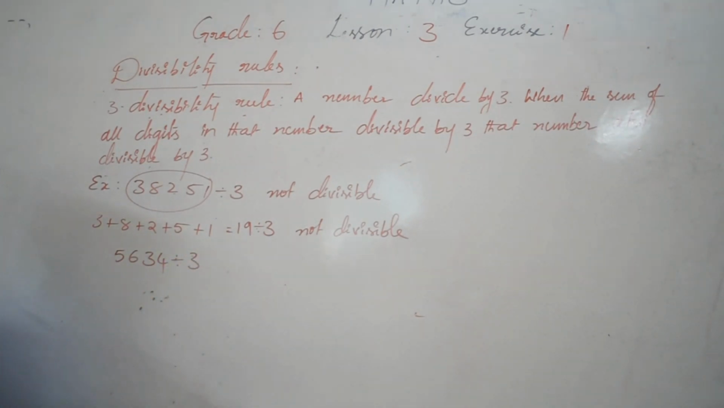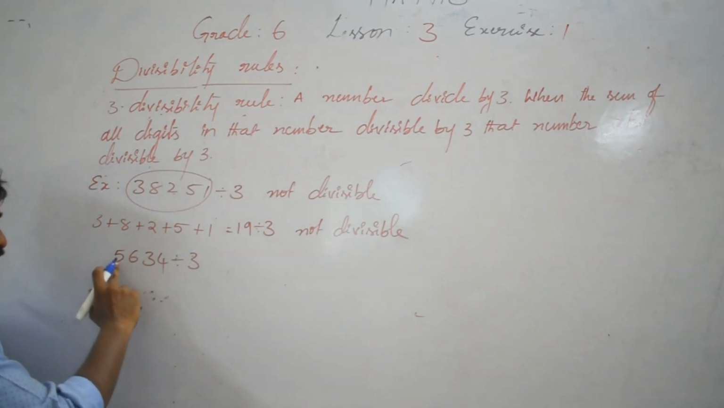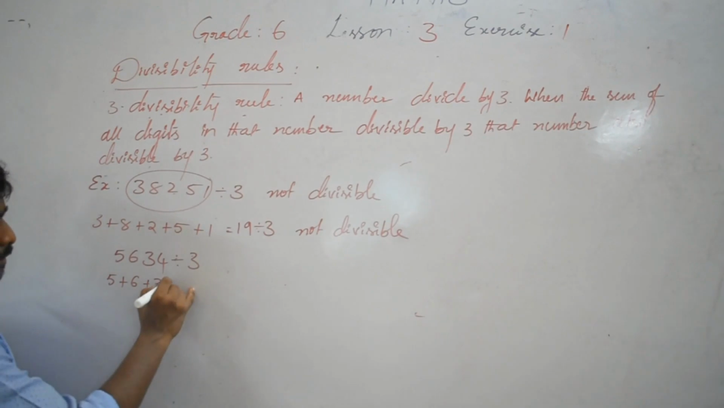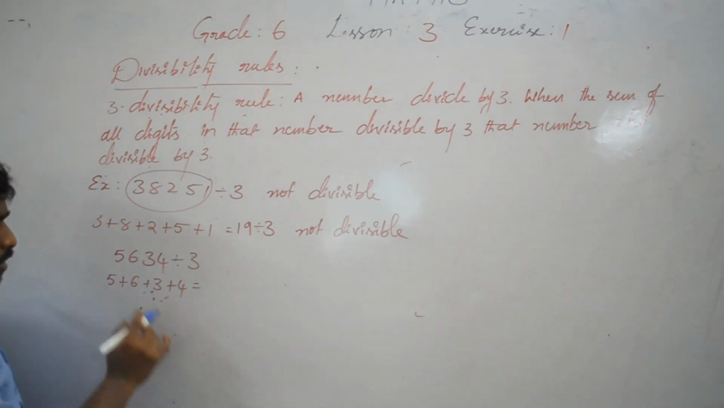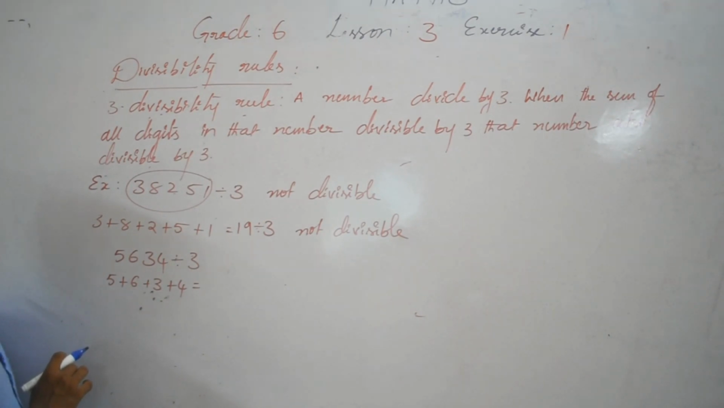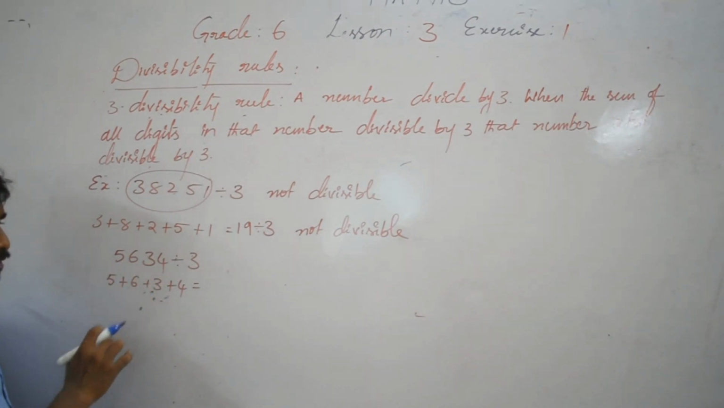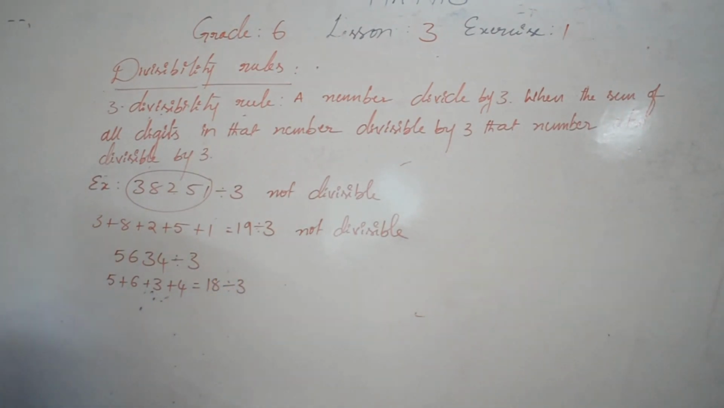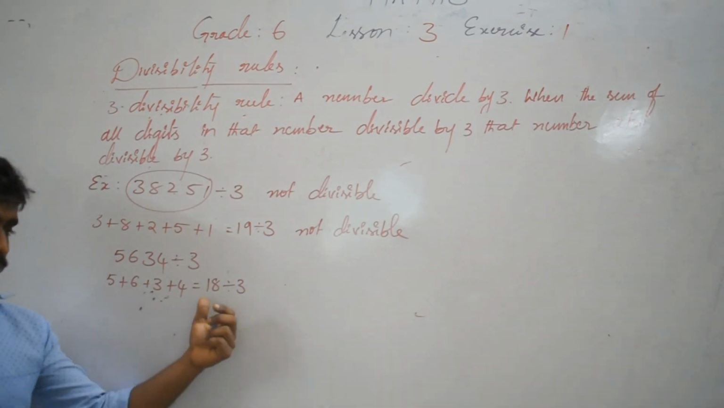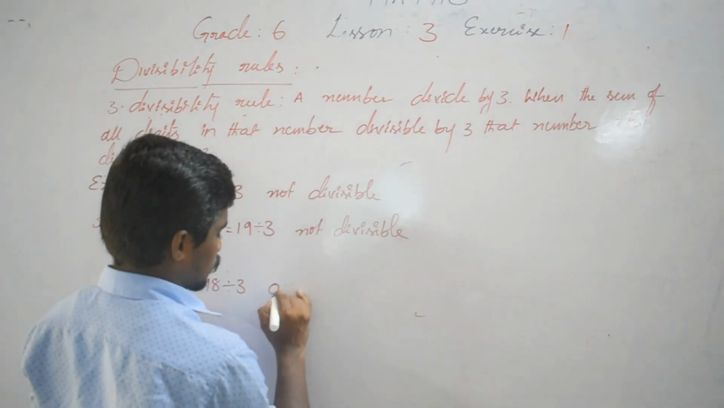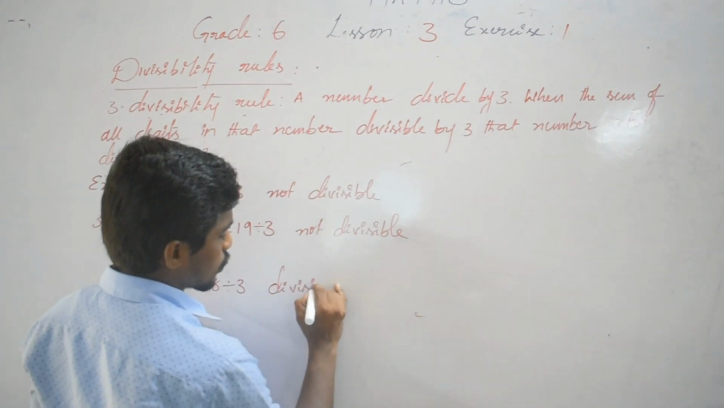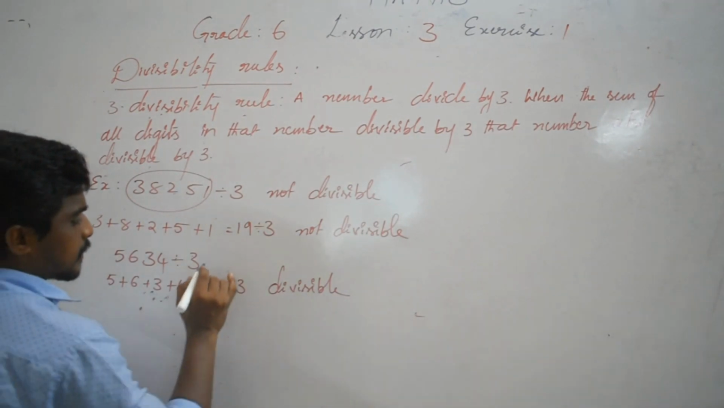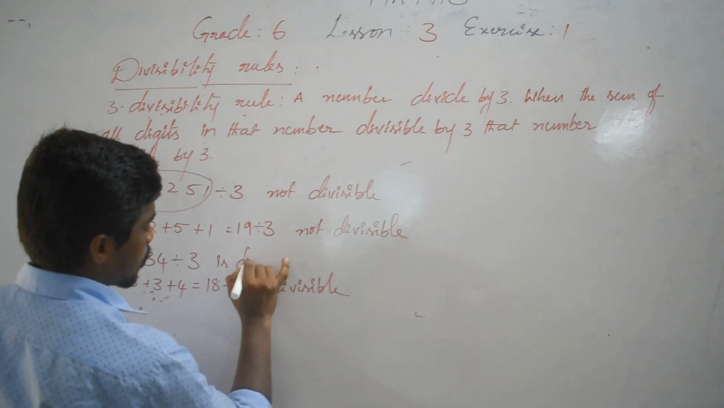Next one. 5634 divided by 3. So in this number, sum of all digits: 5 plus 6 plus 3 plus 4. 5 plus 6, how much? 11. 11 plus 3, 14. 14 plus 4, 18. 18 divided by 3, divisible or not divisible? 3 sixes are 18, divisible. So 5634 divided by 3 is divisible.